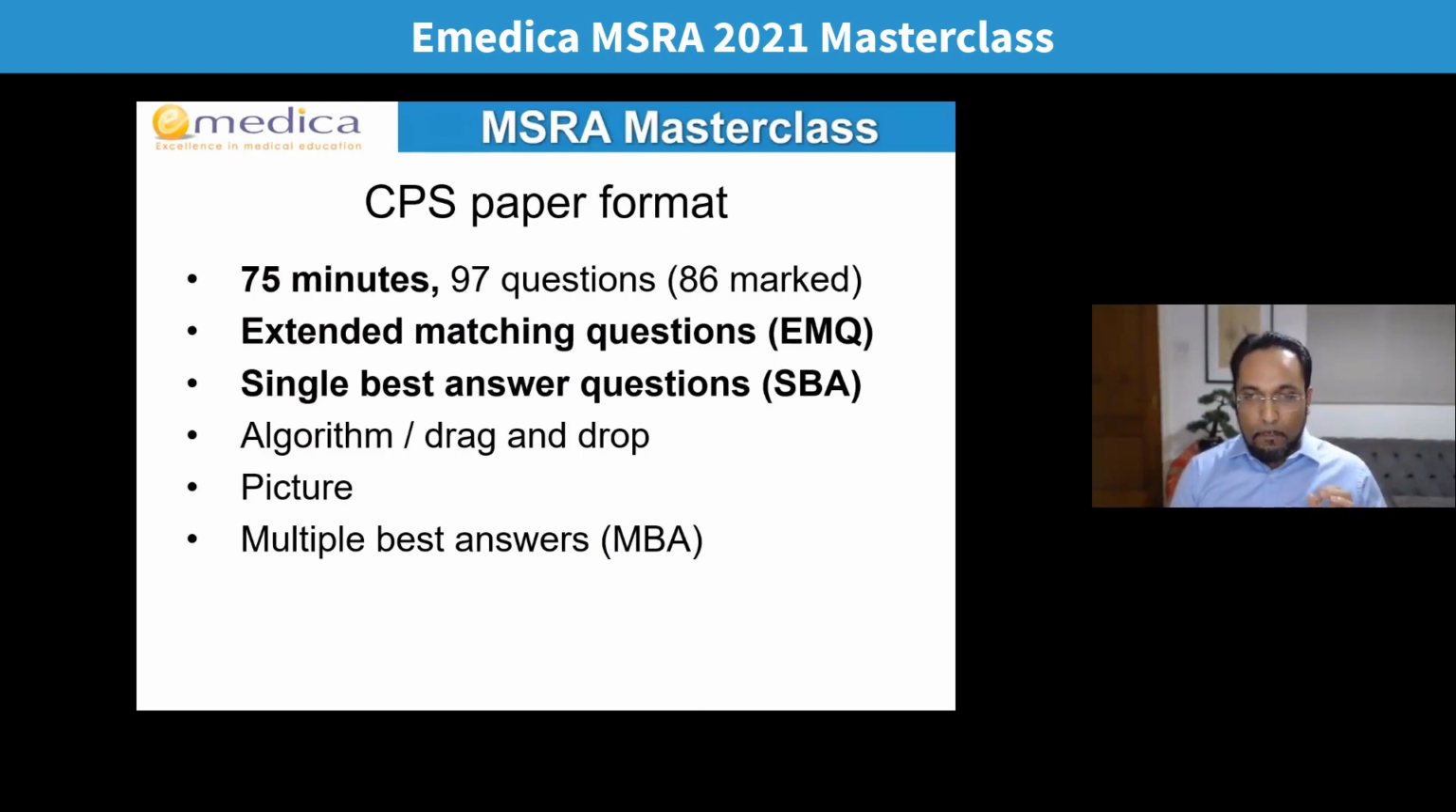Now, there are 2 main question formats: extended matching questions and single best answer questions. This makes up about 95% of the exam. There may be some questions that have an algorithm where you might actually drag an answer into the right slot. There might be one or two that have a picture, and there may be one or two questions in the whole paper that are multiple best answers, where there's more than one correct answer. But in most cases, you're going to do extended matching questions and single best answers.